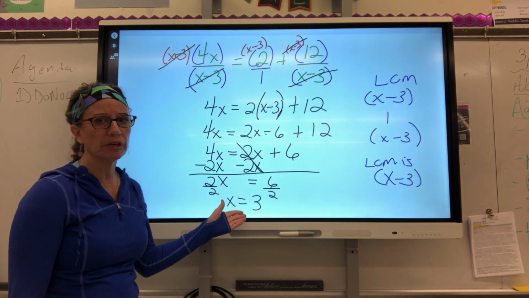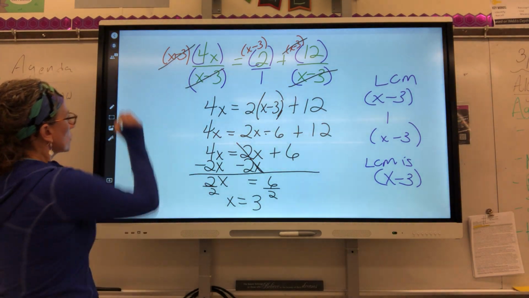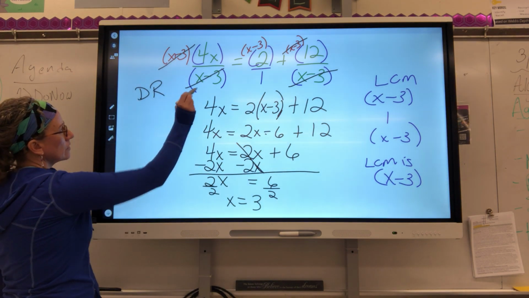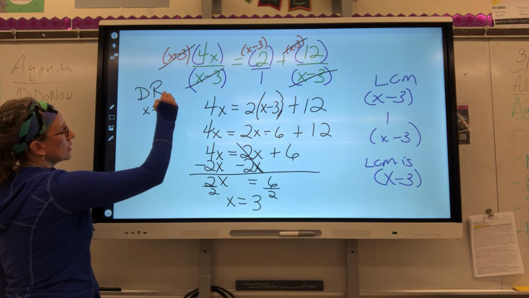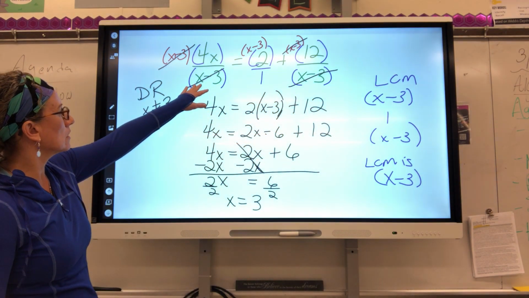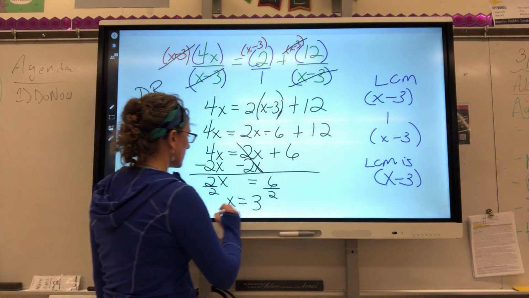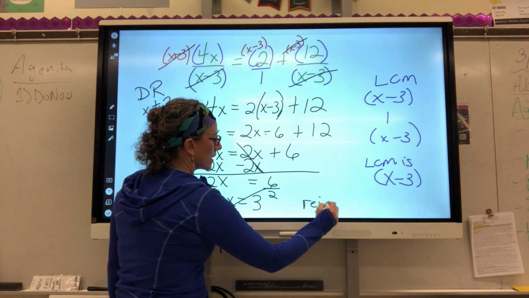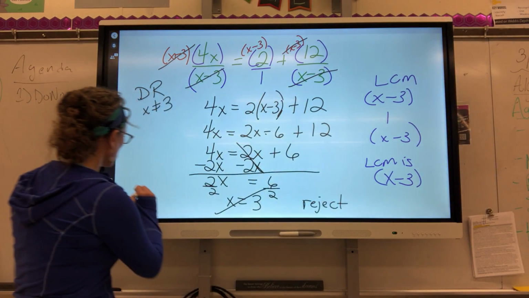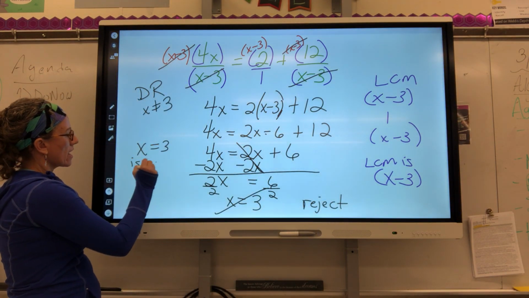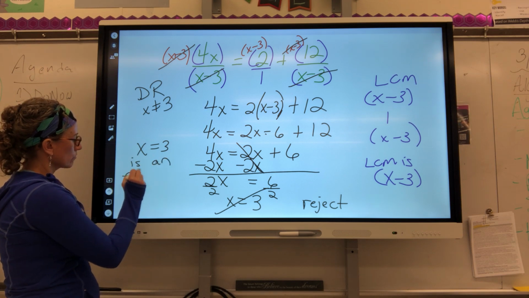Oh no, what do we notice? What's our domain restriction? Our domain restriction is x cannot equal 3. If I have 3 as an answer, then it has to be rejected. So one line through the answer. Reject. Why? X equals 3 is an extraneous root.